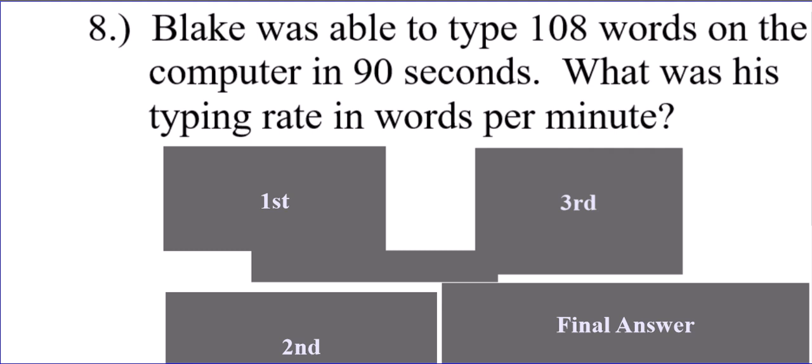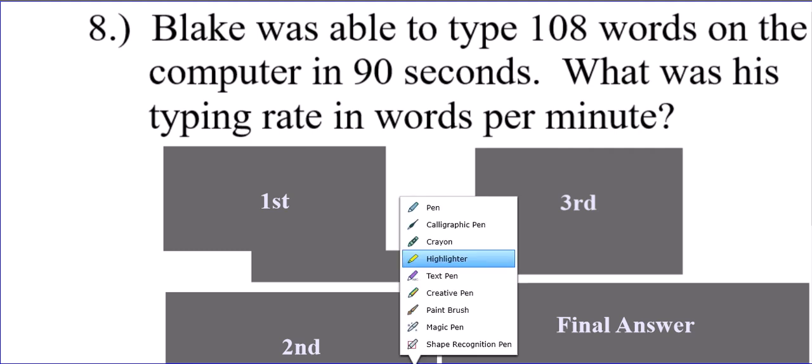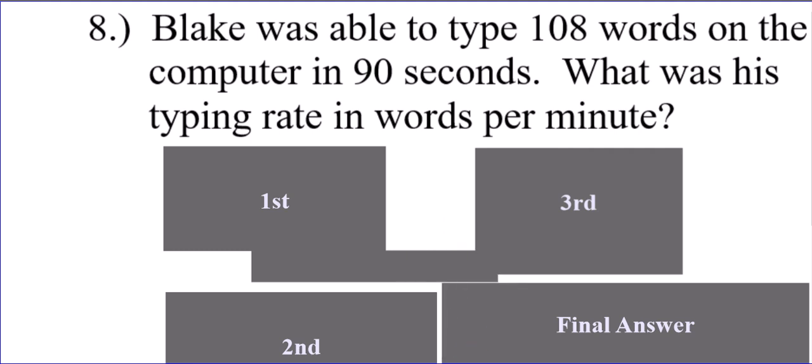All right, let's do a problem together. Problem number 8. Blake was able to type 108 words on the computer in 90 seconds. What was his typing rate in words per minute? All right, let's do some underlining here. Do you see how they changed something up here on us? They asked for words per minute, but yet they gave us the time in seconds.